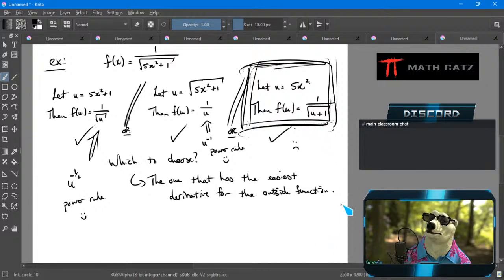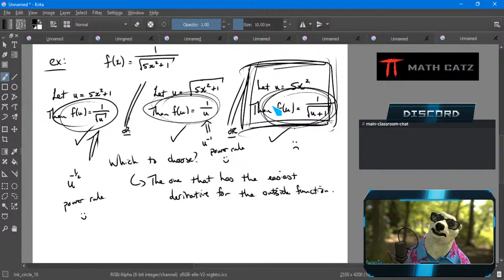And for that, I use the outside function and ask myself, how easy is it to find the derivative of this guy? Yeah, it's a power rule, pretty straightforward. So that's a good choice. How easy is it to find the derivative of this middle one? Yeah, power rule, pretty easy. Good choice. How easy is it to find the derivative of that last guy? Bad choice. There will always be a good choice, but you need to know your choices and then pick the right one.